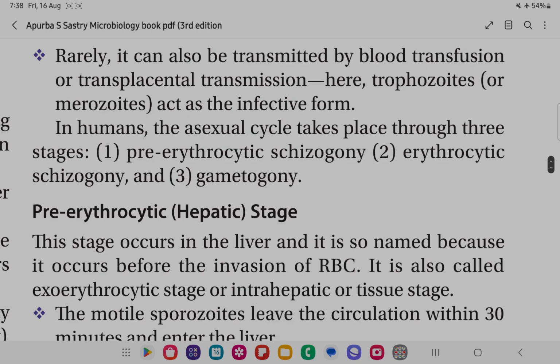These are the three stages I was talking about of the asexual cycle: pre-erythrocytic schizogony, erythrocytic schizogony and gametogony.